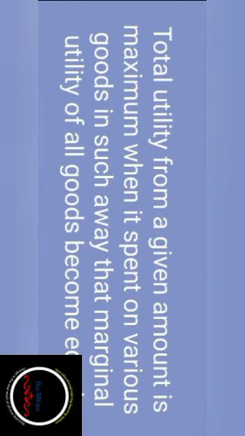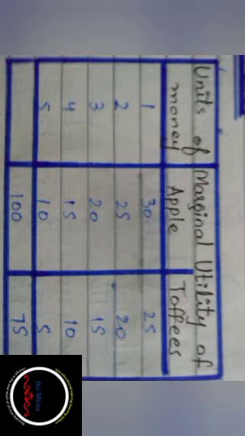I hope you understand this definition, but I will explain it more with the help of a table as well as a diagram. The next step of the question is the table. In this table, we measure the units of money on one side, that is 1, 2, 3, 4 and 5, and the marginal utility of apples and toffees. These are the two different items.